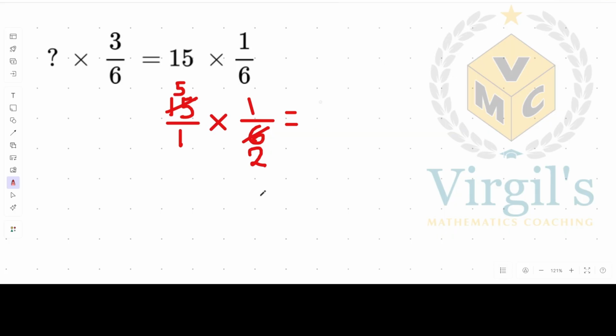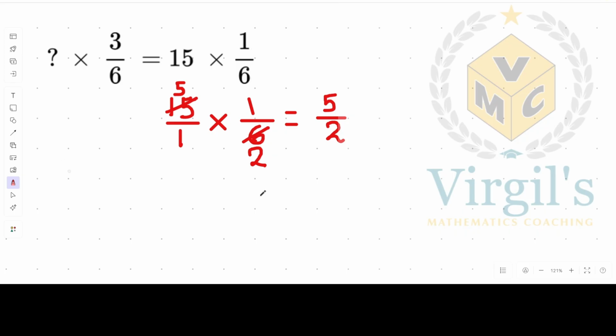And we're going to put 5 multiplied by 1, the numbers on top, we are multiplying. Let me repeat, 5 multiplied by 1, the numbers on top, so that will give you 5. And we're going to multiply the numbers below. 1 multiplied by 2 is 2. So we got the answer for this part here. 15 multiplied by 1/6, the answer is 5 over 2.